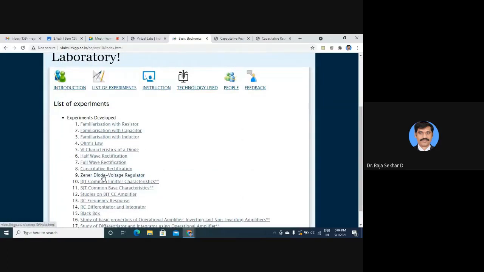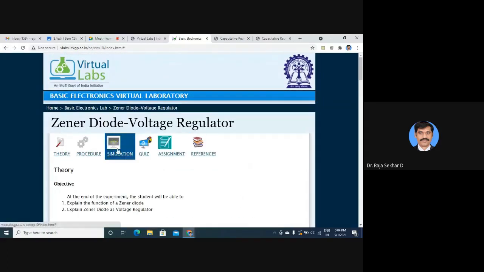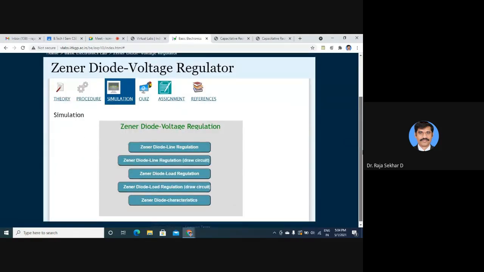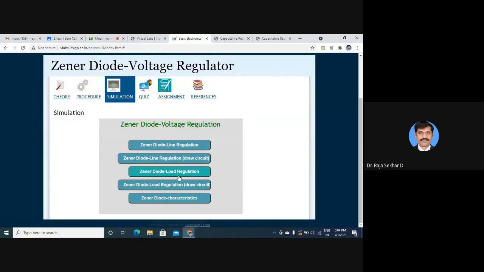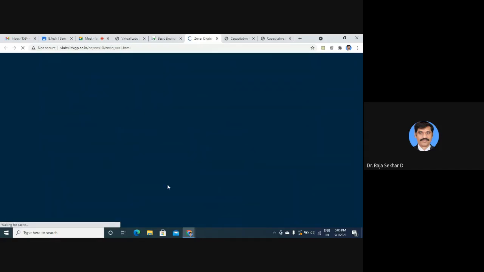Next. Now Zener diode. In Zener diode, we have to do two experiments. Zener diode with load regulation and Zener diode with characteristics. Are you getting this? Zener diode, not line regulation: Zener diode load regulation and Zener diode characteristics. So Zener diode load regulation drawing.